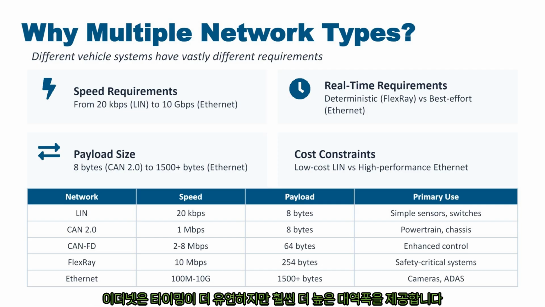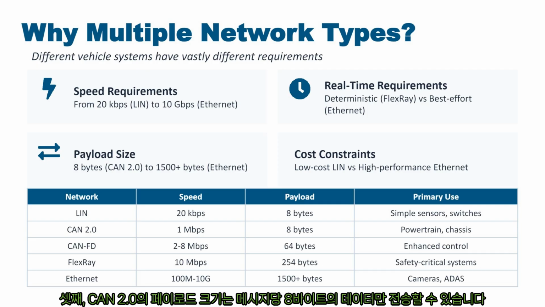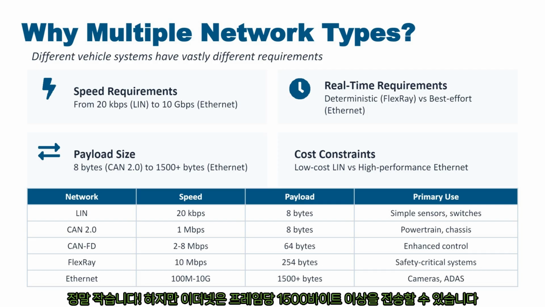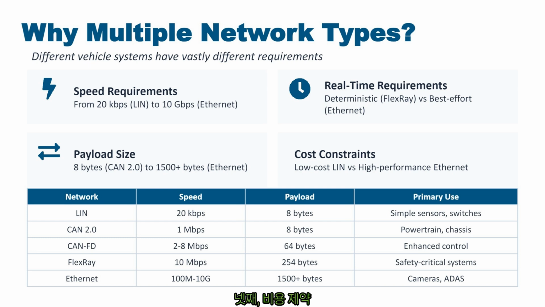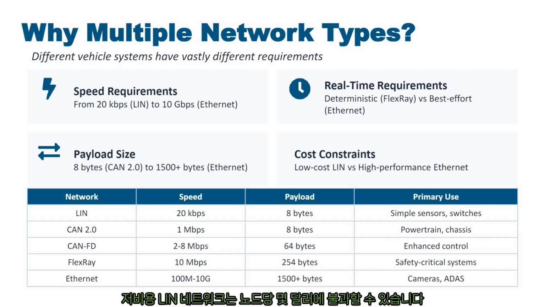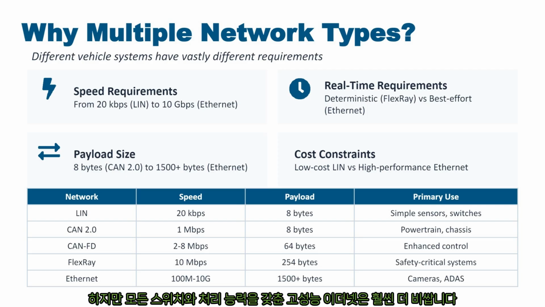Third, payload size. CAN 2.0 can only carry 8 bytes of data per message. That's tiny, but Ethernet can carry 1,500 bytes or more per frame. If you're sending a high-resolution image from a camera, you need that large payload. Fourth, cost constraints. A low-cost LIN network might cost just a few dollars per node, but high-performance Ethernet with all its switches and processing power costs significantly more.